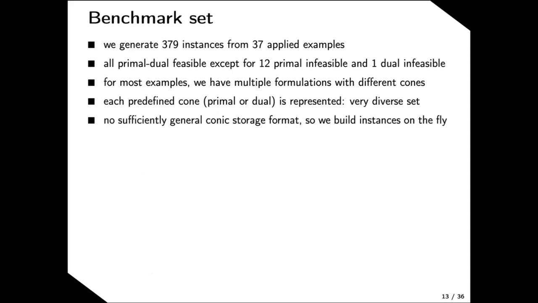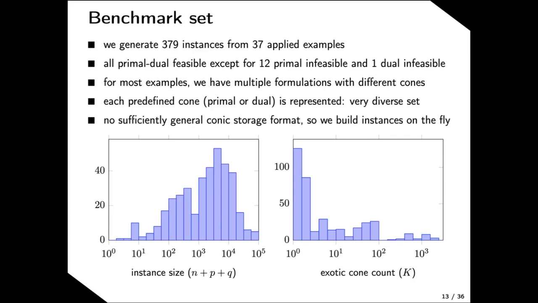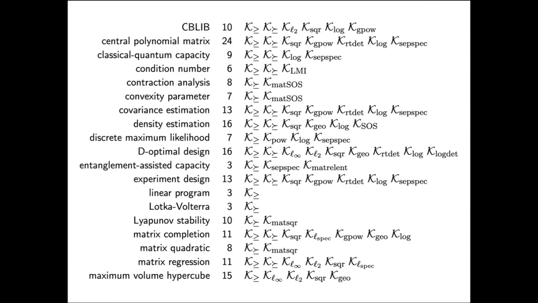And of course, there's no sufficiently general conic storage format available to us. So we build all these instances on the fly using random seeds to ensure reproducibility. So here are some histograms summarizing those instances. On the left, we have the instance size, which is the affine dimensions, the sum of those. And on the right, we have the number of exotic cones in that Cartesian product cone. This table gives the names of the examples, the number of instances for that example, and a list of the cones that appear in at least one instance of the example. So that's page 1. And that's page 2.